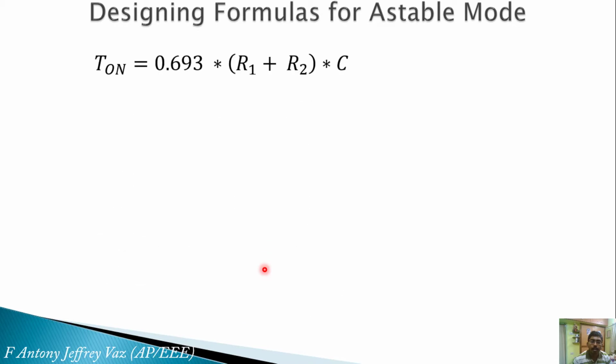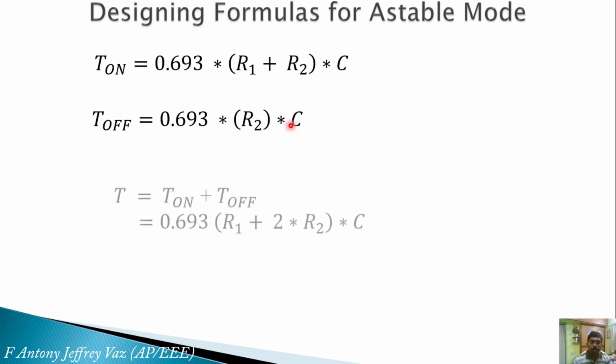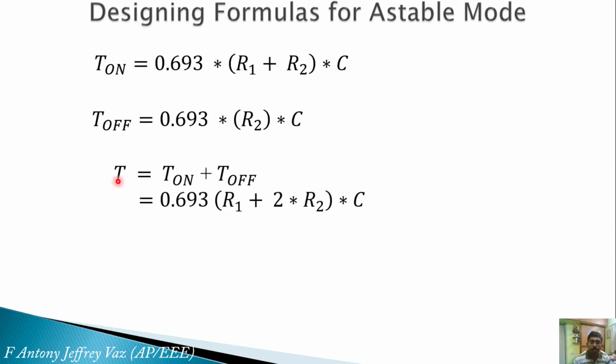This is the review of formulas. We know that T on period is equal to 0.693 into (R1 plus R2) into C and T off is equal to 0.693 into R2 into C. We know T is the total time period. T is equal to T on plus T off. When adding these, we can take 0.693 as common and formulate this equation as 0.693 into (R1 plus 2R2) into C.